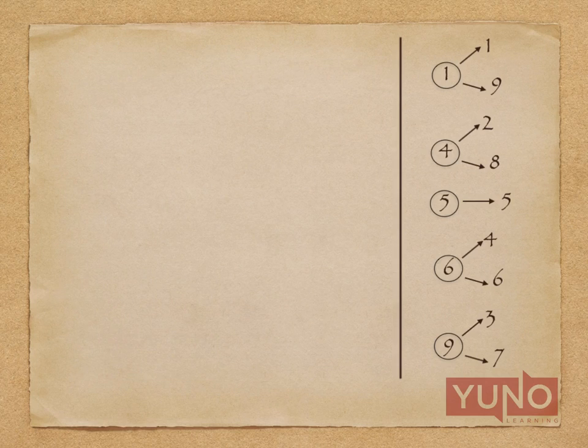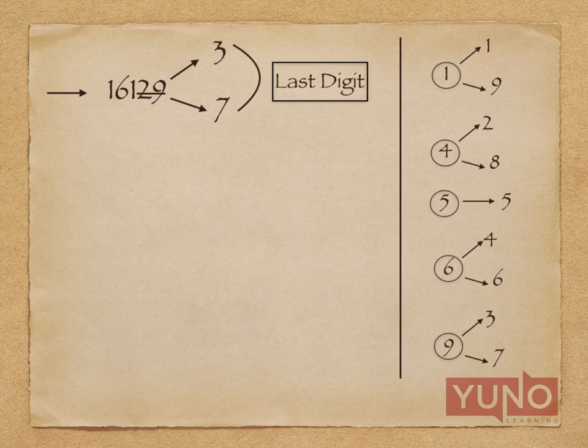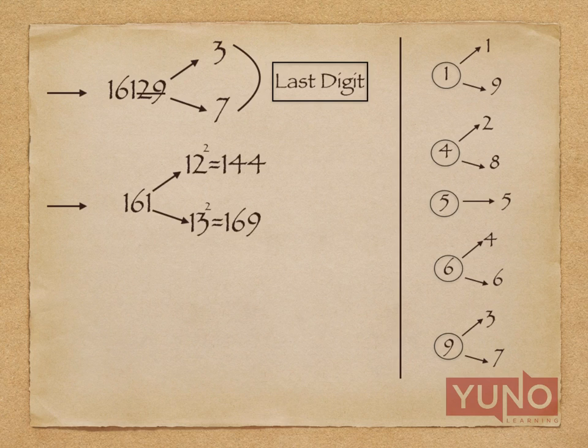Moving to our last example, suppose I need to find the square root of 16129. The last digit is 9, so I'm going to consider 3 or 7 as my last digit. Now I'm going to strike off the last two digits, that is 29, and consider the remaining number, that is 161. 161 is greater than 12 square, 144, and it is less than 13 square, 169, and I am going to consider the smaller number out of it, so it will be 12. So my answer can be 123 or 127.